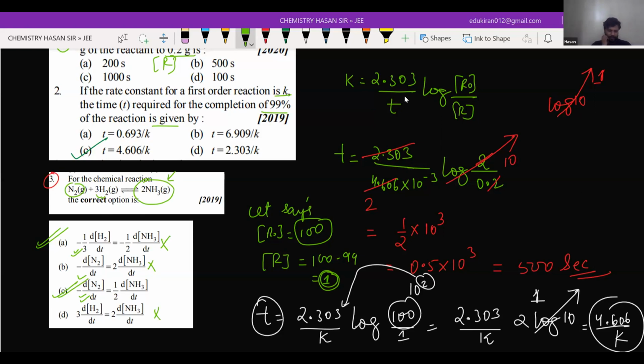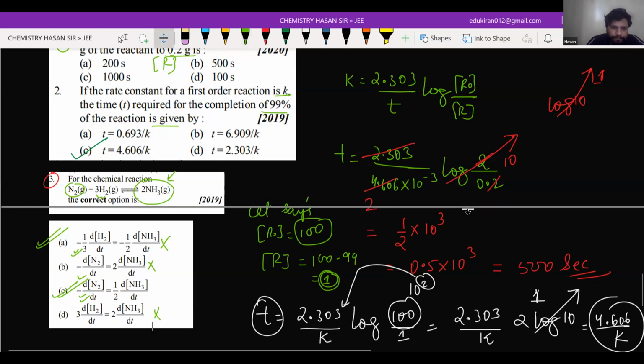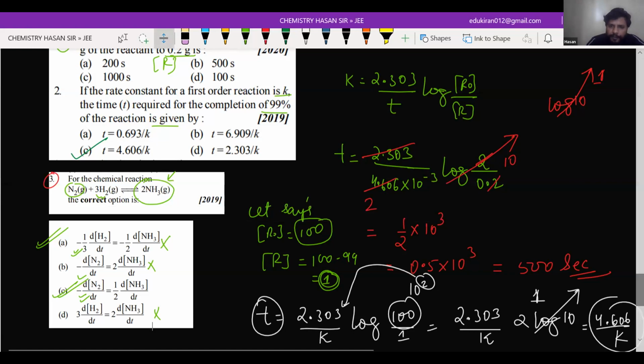Is that clear, all of you? Yes, sir. Okay. Why is hydrogen not given? Why is hydrogen not given as the option? Minus 1 by 3 is 2. Okay. Can I change the slide? Yes, sir.